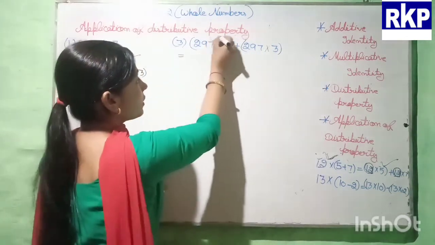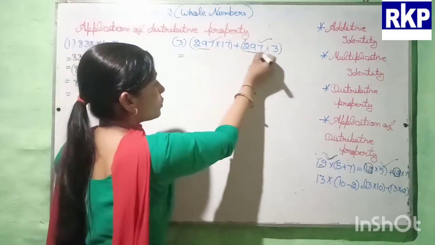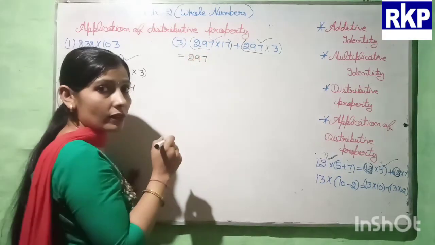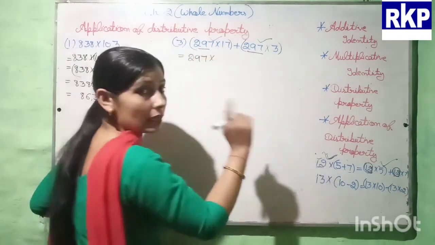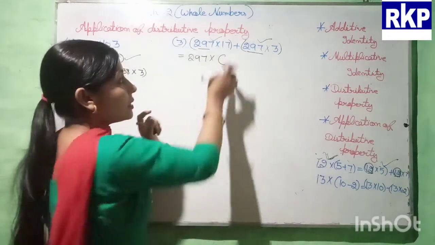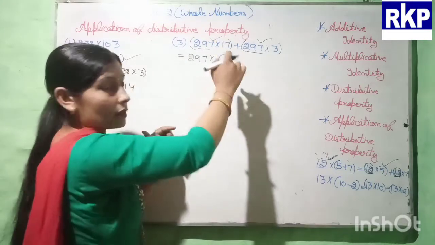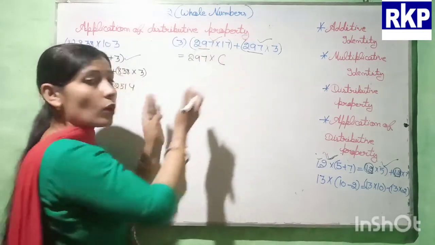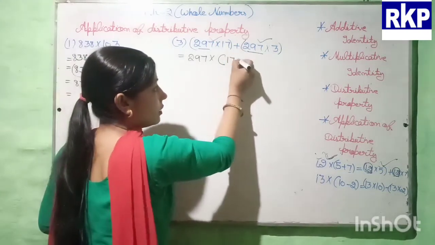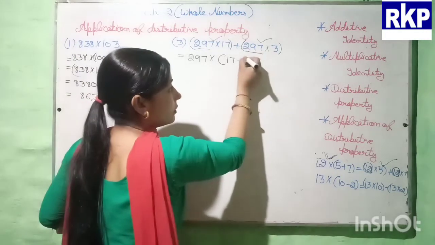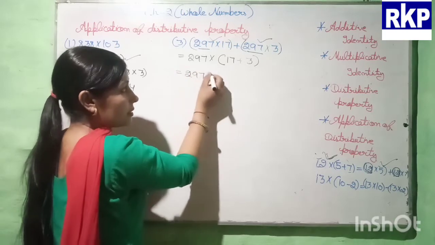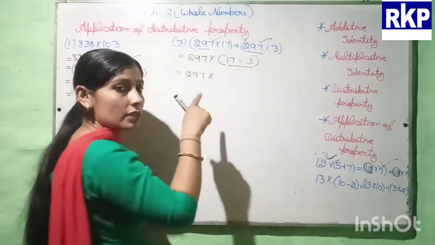So from here and here we can see 297 is common. So here first we will write 297, then the sign of multiplication, and now from here 17 is left. Okay, 17 is left from this bracket, because 297 we have taken as common. So here only 17 is left. Now here the sign of addition, and here 3 is left. So now, beta, 297 as it is, multiply. Now we have to solve this bracket.